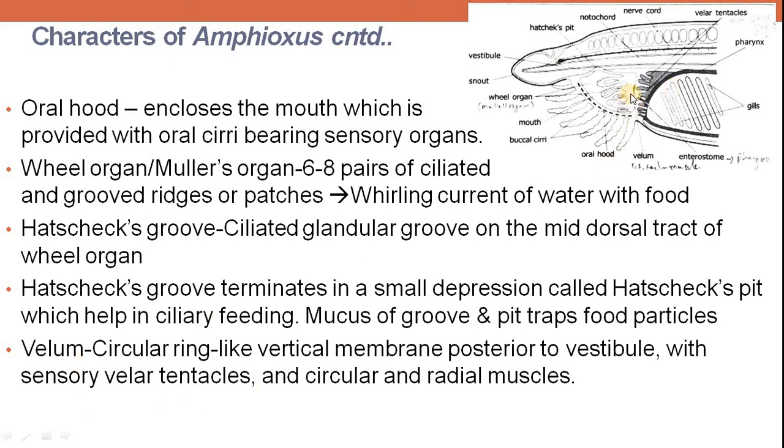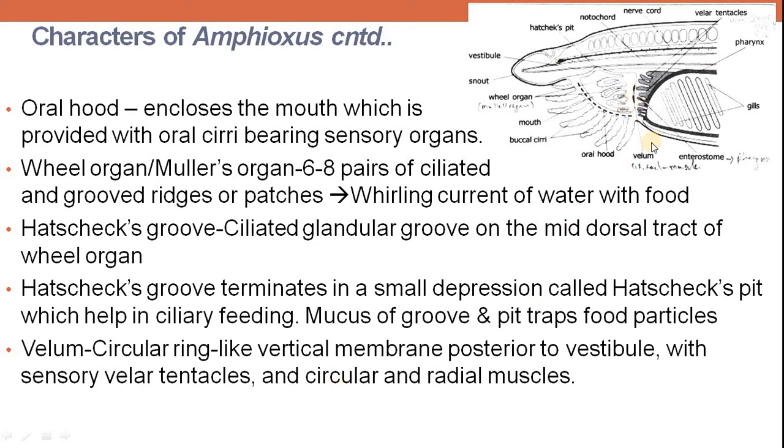Velum is a special circular structure. You can see the section of the velum. It is the longitudinal section, that's why it is seen like this. Otherwise, if you take a cross section along this portion, you can see a circular region, that is the velum. Velum is a circular ring, a vertical membrane posterior to the vestibule. Vestibule means buccal cavity. Posterior to the vestibule, there is a circular ring-like structure with a central hole. That is what is called the velum.